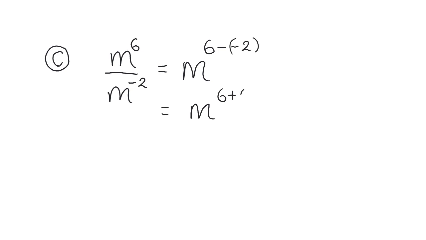So that becomes 6 plus 2, and therefore you'd have m to the power of 8, rather than m to the power of 4 where you had 6 subtract 2. Something to be very mindful of when you're dividing by a negative: you can get a double negative, which makes it positive.